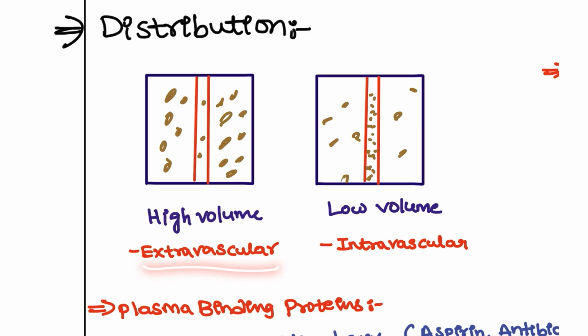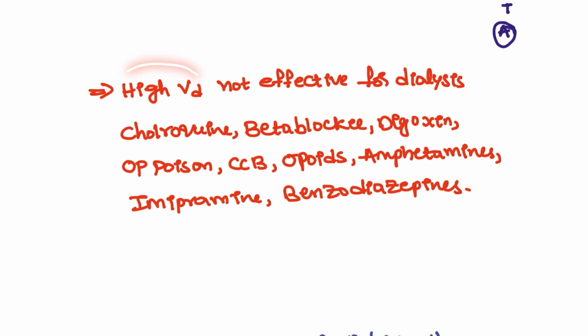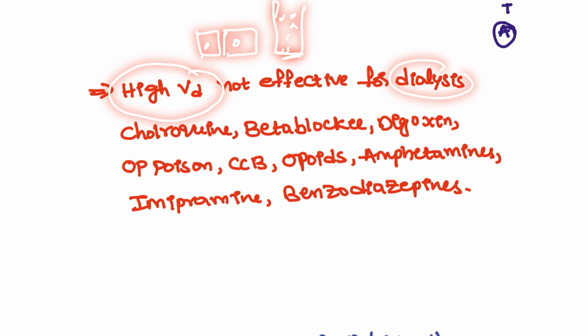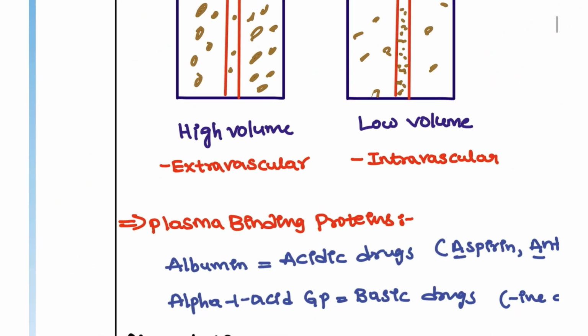In other words, extravascular and intravascular. So why is it important? Because a high volume drug is in the tissues, so when you take plasma exchange from the vessels, you cannot remove it. Dialysis is not effective for high volume drugs such as chloroquine, beta blockers, digoxin, OP poisoning, calcium channel blockers, opioids, amphetamines, imipramine, which is a tricyclic antidepressant, and benzodiazepines. These drugs are not effective for dialysis or plasma exchange.